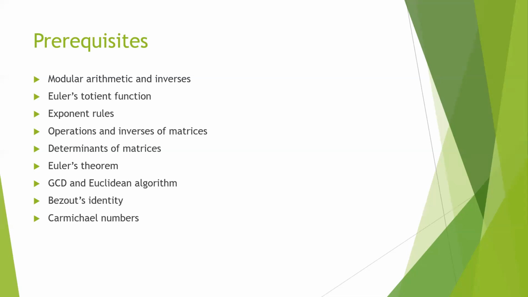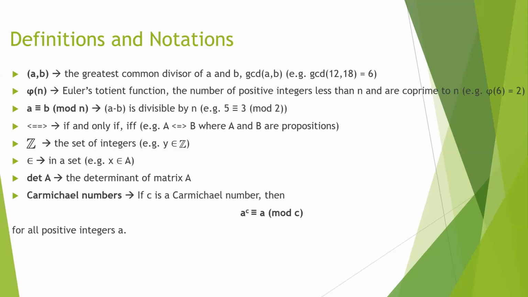of matrices, Euler's theorem, the GCD and the Euclidean algorithm, Bezout's identity, and Carmichael numbers. Some definitions and some notations. We define (A, B) as the greatest common divisor of A and B, that is GCD of A and B. Example, GCD of 12 and 18 is 6. Phi of n, Euler's totient function, is the number of positive integers less than n that are co-prime to n. Example, phi of 7 is 6.